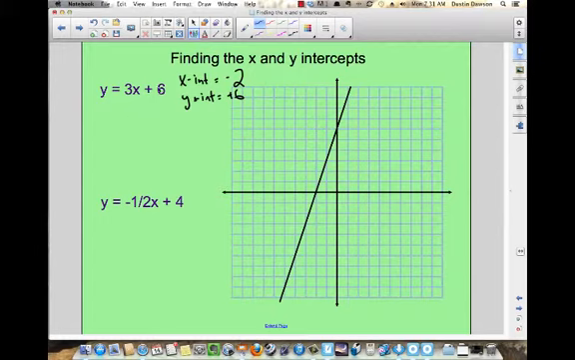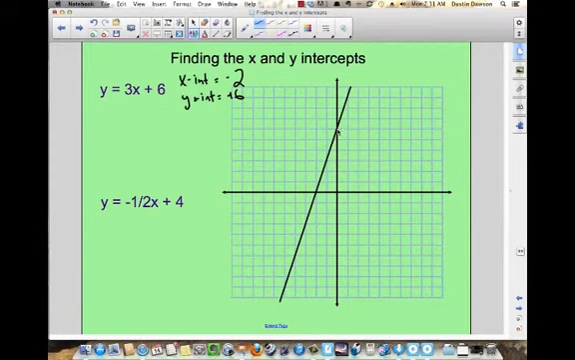Well then, first of all, the nice part for this particular form is that my y-intercept's done. I've already got my y-intercept. It's at +6, so that part's easy. But let's look at why that really is, and that'll help us figure out how to find the x-intercept.